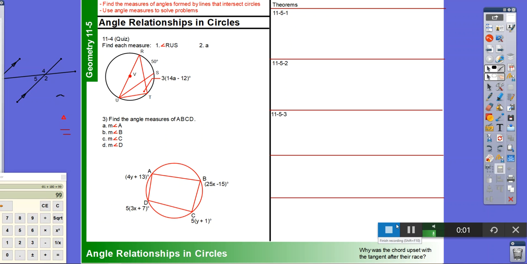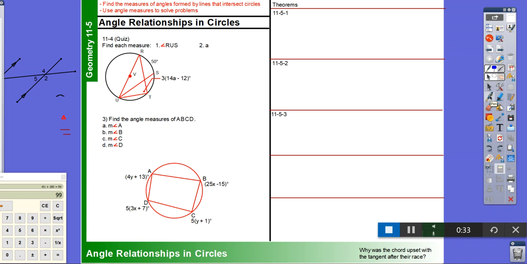All right, we'll start with the joke before we talk about angle relationships in the circle. Why was the chord upset with the tangent after the race? Think about it for a second. Because they came in secant. Okay, it's not funny.